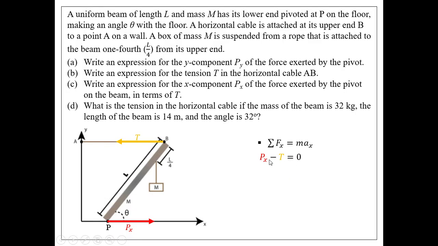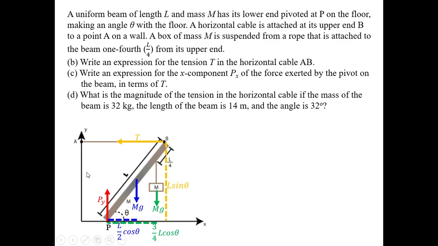All right, so I do positive minus negative here, or it's up to you. You can add a negative if you want. Once again, ax is 0, so the right side, mass times 0, is just 0. So I'm just going to go ahead and solve for px by moving this negative t to the right side. So px is going to equal the magnitude of t. Essentially, that is the answer for part C. All right. Let's go ahead and do D.